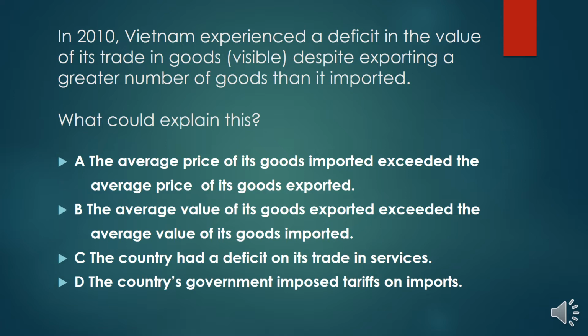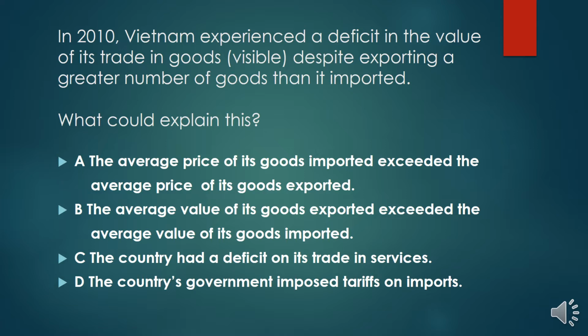The first option says the average price of its goods imported exceeds the average price of its goods exported. They are saying that the imported price is greater than the exported price, and that's why Vietnam is experiencing the deficit. Second option, the average value of its goods exported exceeds the average value of goods imported. They are saying that the average value of goods exported is greater than the value of goods imported, and that's why there exists a deficit.